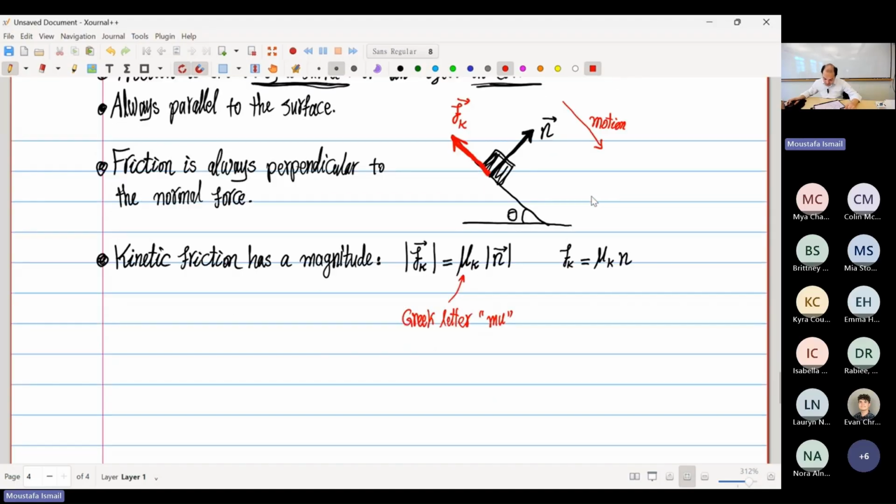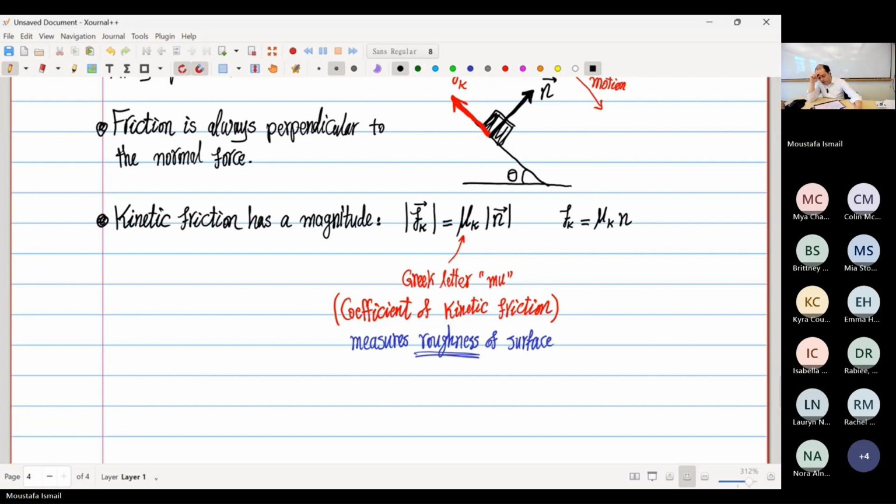This Greek letter mu, this is the coefficient of kinetic friction. This is not the force of friction itself. It is a coefficient. It measures how rough the surface is. So if mu is 0, there is no friction. No matter how hard the normal force is, there is no friction. If the surface is rough, then this coefficient of friction will be larger because more normal force is associated with more and more friction. So it's an experimental parameter to determine the roughness of the surface.